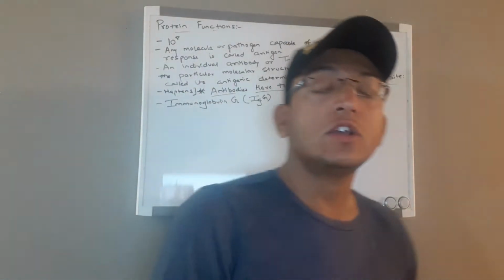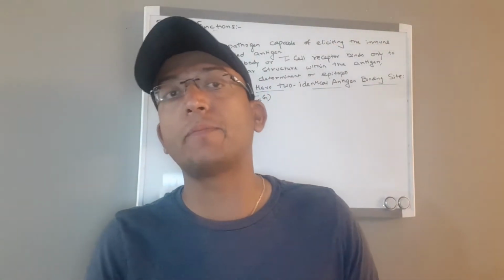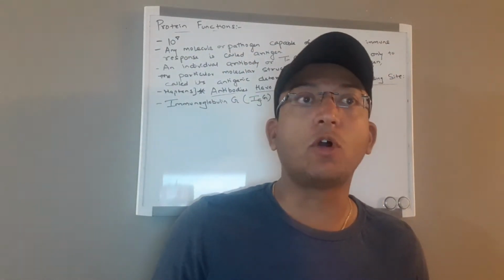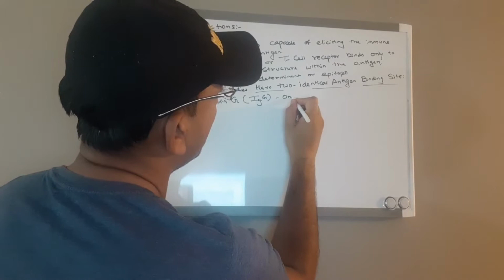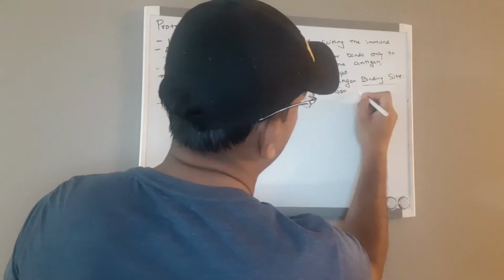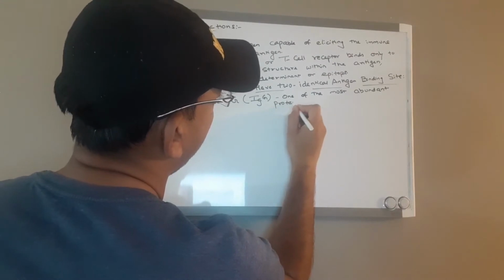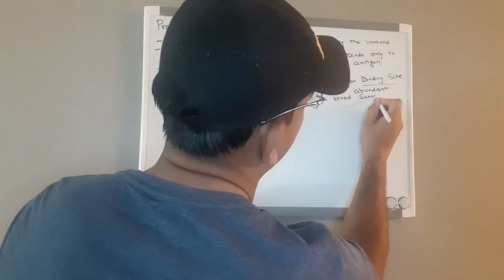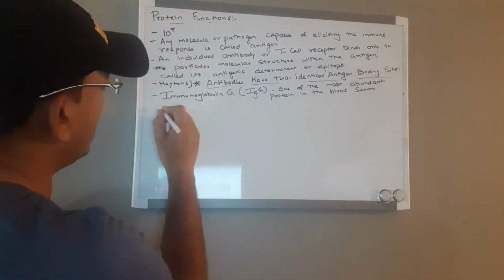G or IgG. So this is the major class of antibody molecules and one of the most abundant proteins in the blood serum. Right, so the IgG has 4 polypeptide chains, right?